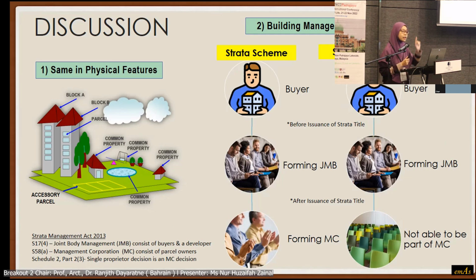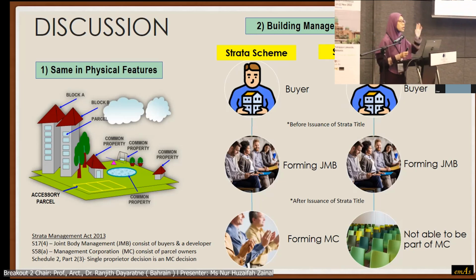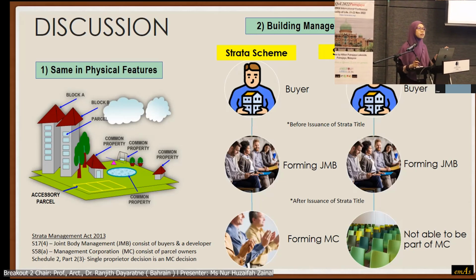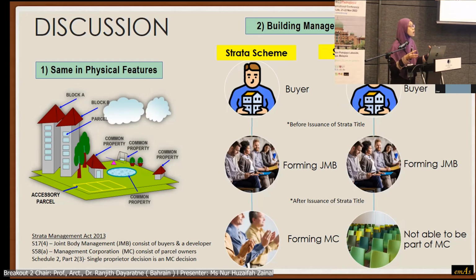But the only difference is that in a normal strata scheme, under the Strata Title Act and the Strata Management Act, before the issuance of strata title, the buyers can form a committee to manage the building. They call it the joint management body. But once the strata title is issued, in a regular scheme, you as a proprietor can form a management corporation. But in a strata lease scheme, you are not able to form a management corporation under the Strata Title Management Act. Why? Because in a lease scheme, you are only a lessee.